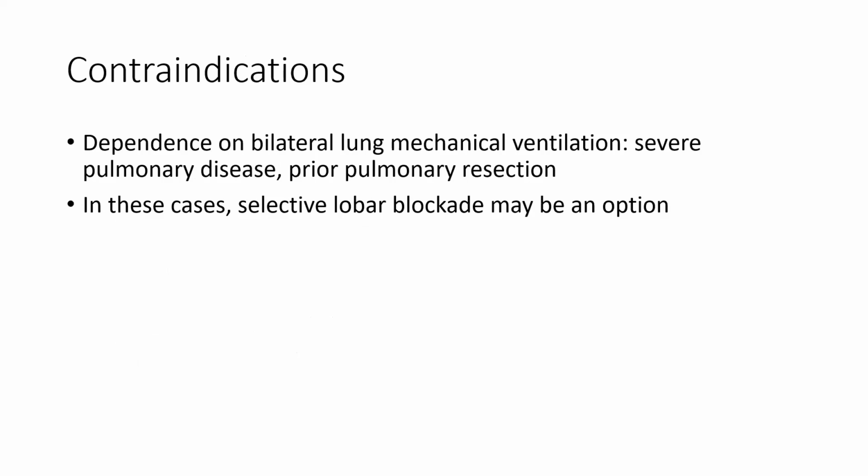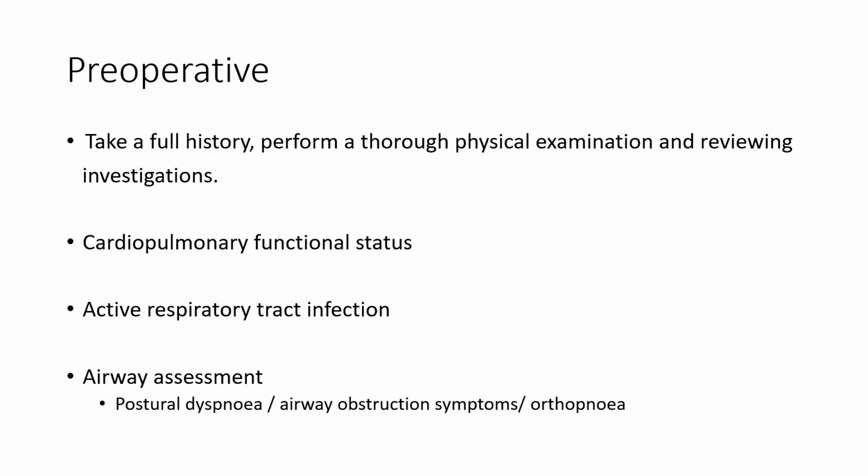It is relatively contraindicated in patients who require two lungs to ventilate and oxygenate, like a patient with a high ventilator setting or severe pulmonary disease, or a patient with limited lung reserve due to prior pulmonary resection. In these kinds of cases, we can consider selective lobar blockade with a bronchial blocker. Assessment and management of the patient can be divided into pre-op, intra-op, as well as post-operative.